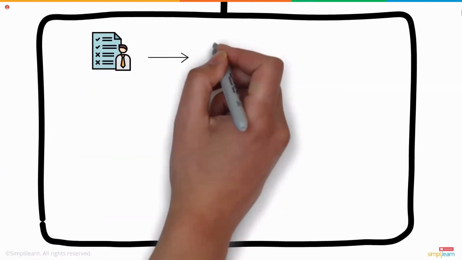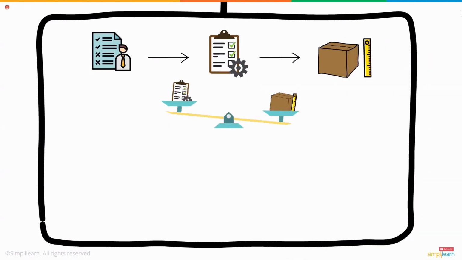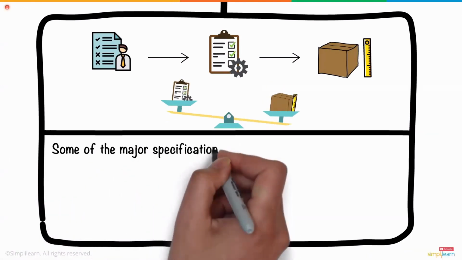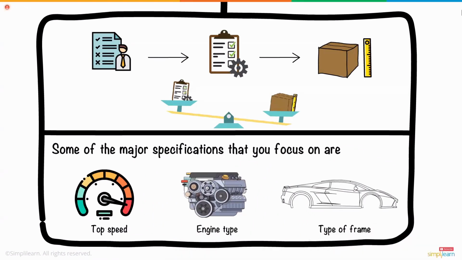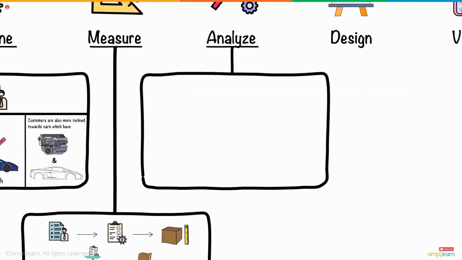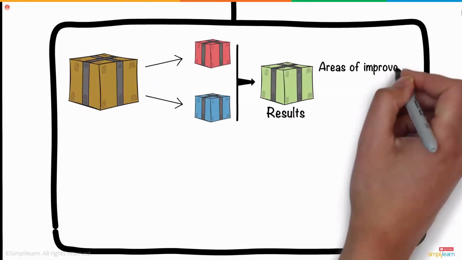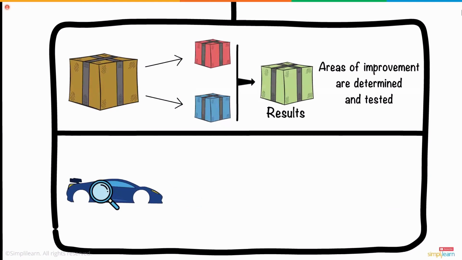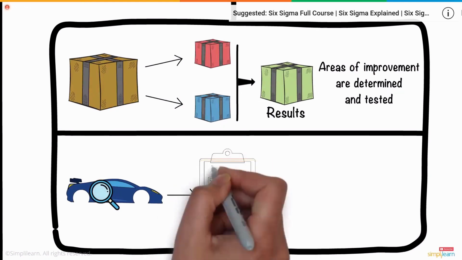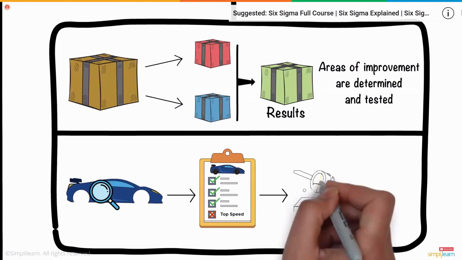Then, in the measure phase, you use the customer's requirements to create a specification. This specification helps define the product in a measurable way, so that data can be collected and compared with specific requirements. Some of the major specifications that you focus on are the top speed, engine type, and type of frame. In the analyze phase, you analyze the product to determine whether there are better ways to achieve the desired results. Areas of improvement are determined and tested. Based on the analysis of the prototype created in this phase, you find that the product satisfies just about all of the customer requirements, except the top speed.